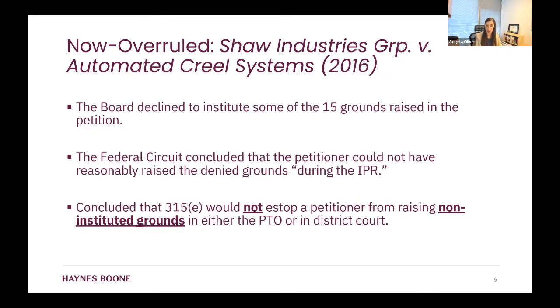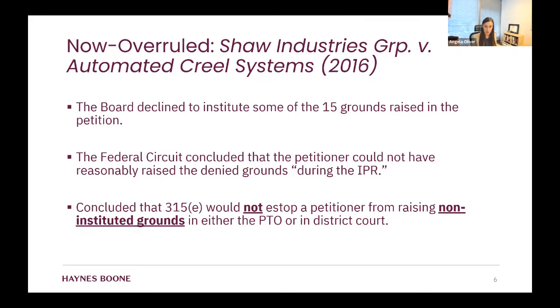So in Shaw, that's what happened. You can see from the slide, in that case, the board declined to institute some of the 15 different grounds that were raised in the petition. Another thing that's changed is I don't think we often see 15 sets of grounds in petitions these days. But anyways, with respect to the Federal Circuit's opinion, the Federal Circuit concluded that the petitioner could not have reasonably raised the grounds that had been denied during the IPR.